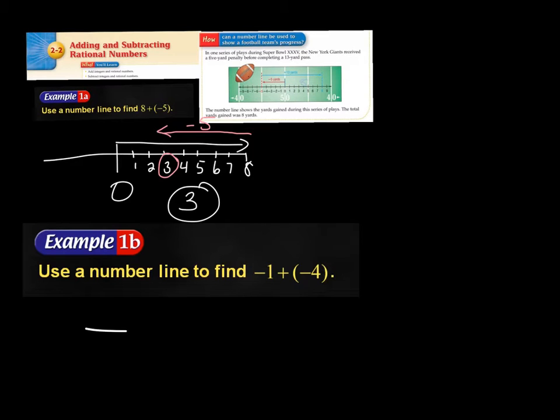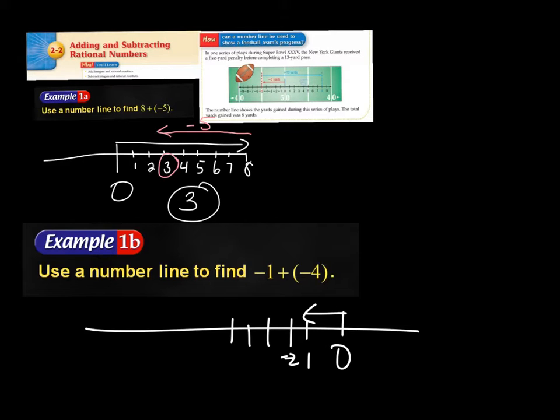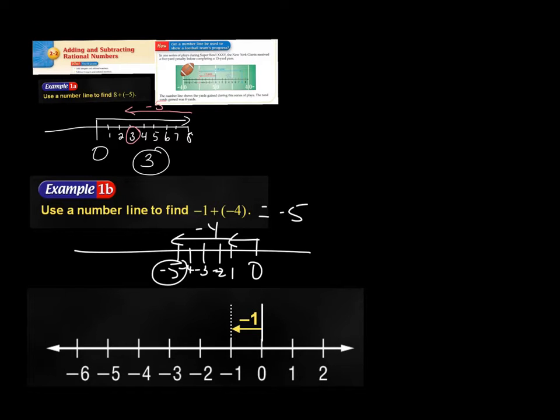If we're adding -1 plus -4, I'm at -1, and I need to go 4 more units to the left. 1, 2, 3, 4. That's going to leave me at -2, -3, -4, -5. Here's their professionally made graphic of the same thing. 1 unit to the left, 4 more units to the left, I end up at -5.